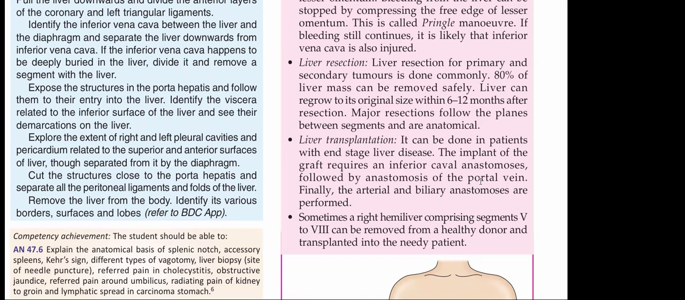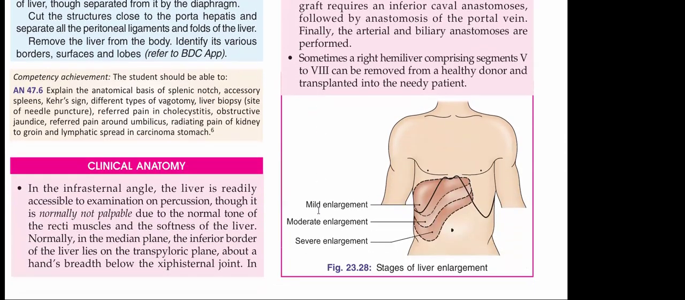Liver transplantation. It can be done in patients with end stage liver disease. The implant of the graft requires an inferior caval anastomosis followed by anastomosis of the portal vein. Finally, the arterial and biliary anastomoses are performed. Sometimes the right hemiliver comprising segments 5 to 8 can be removed from a healthy donor and transplanted into the needy patient.